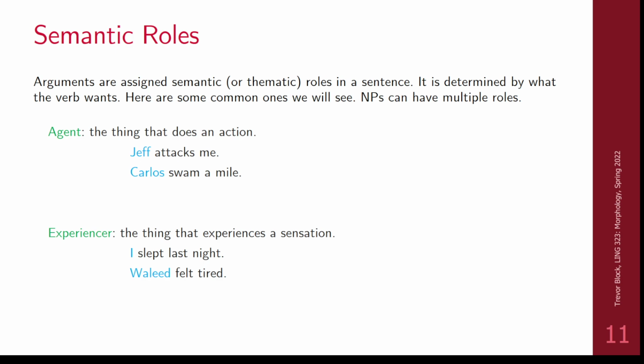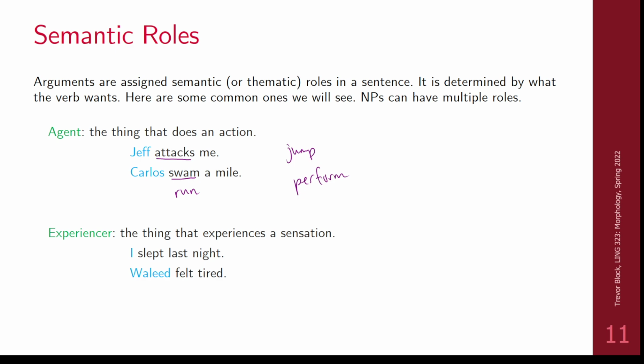So for example, subjects in English are typically either agents or experiencers, and they're both noun phrases. They both can be proper names. So this is not a syntactic difference. This is a semantic, a meaning difference. So agents are noun phrases that can initiate actions. So verbs like attack and swam and run and jump and perform, these are all verbs that need agents because they need things that can initiate those actions.